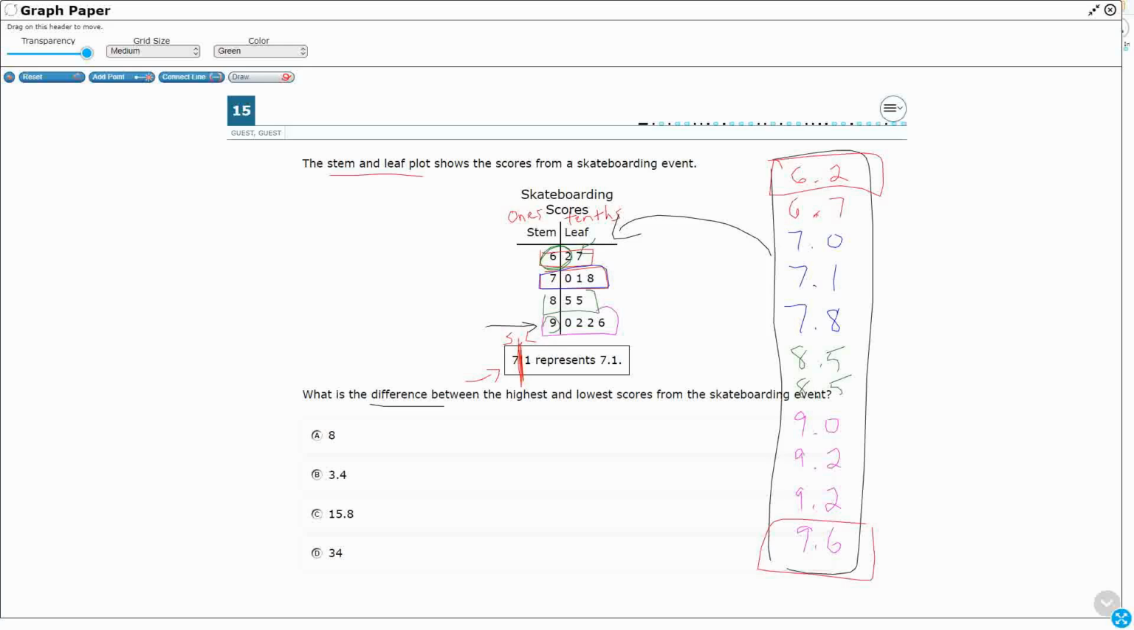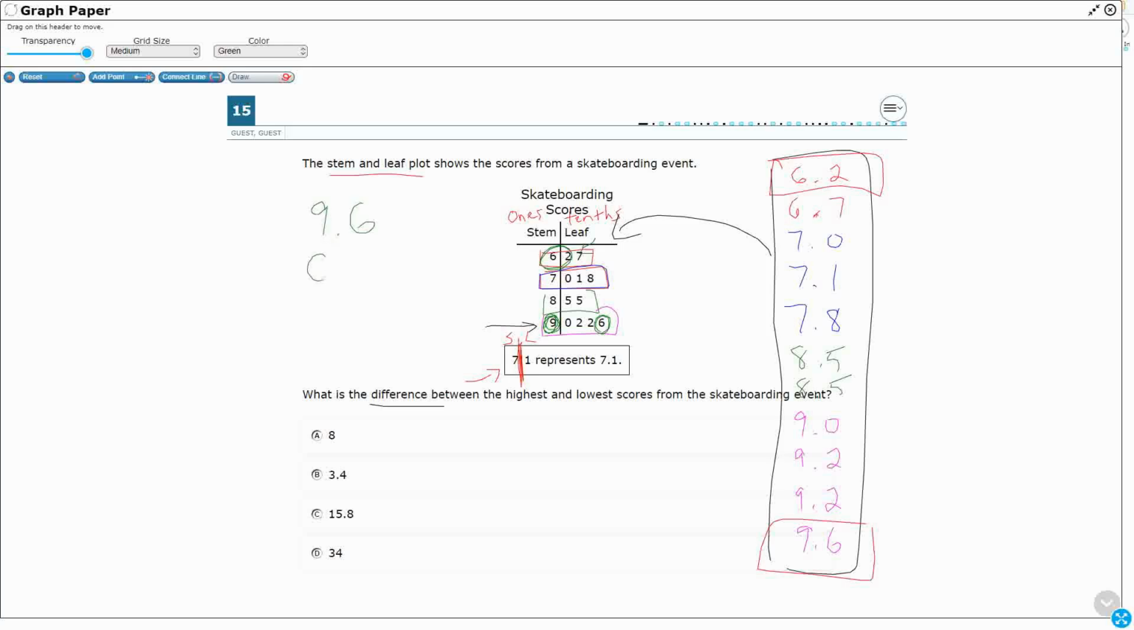Then on the 9, you have to pull out the bottom row, the last number in the leaf for the 9, so the 9.6. That's where it becomes a little bit tricky. You're pulling out the first number of the leaf when you're doing the lowest, the last number of the leaf when you're doing the highest. But either way, we've got our 9.6.